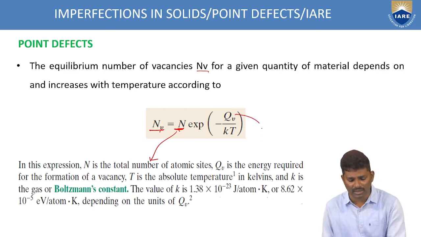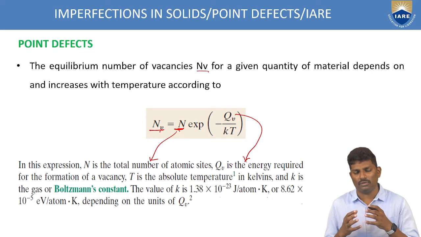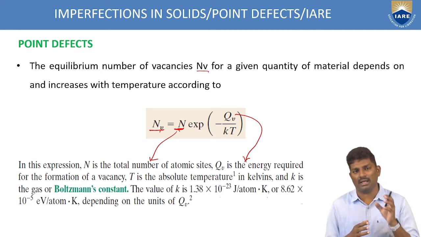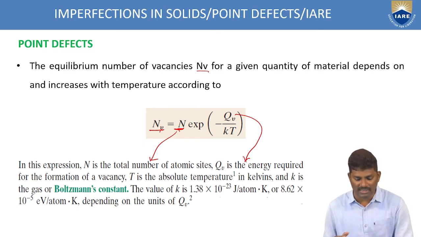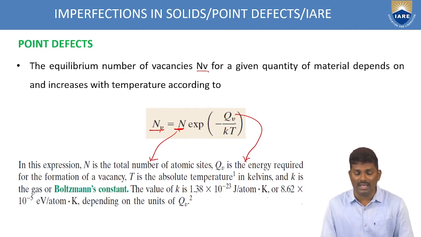And what is Q here? Q is the energy required for the formation of a vacancy. If an atom has to move from one place to another, there is some requirement of energy. Without energy, the atom will not move from its position. So that energy requirement is given by QV, the energy required for the formation of a vacancy.